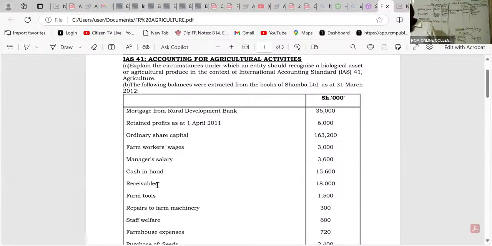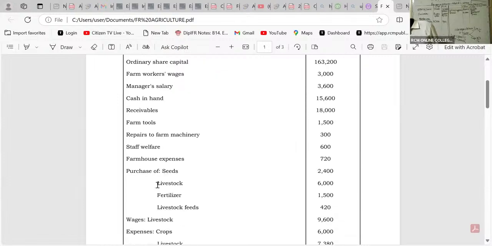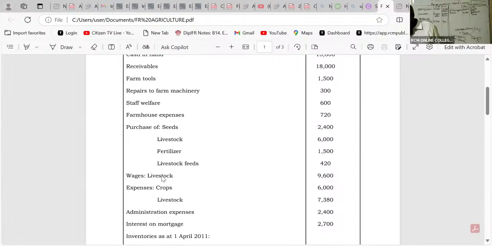The same case with our staff welfare. This will go to our income statement. Farmhouse expenses as well, and what are not specific. Purchase of seeds, this we have seen. Wages, look at these wages. I can see wages for livestock, this is very specific. So I'll come and write wages, very specific. So this is a direct expense.